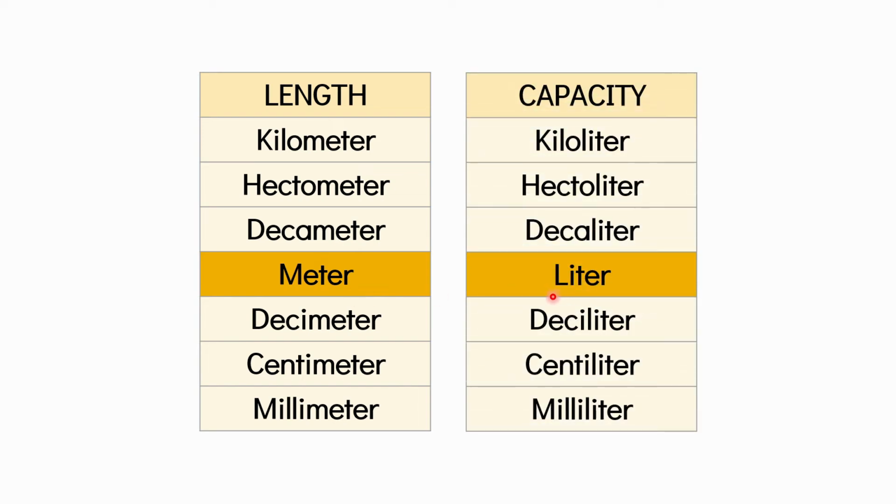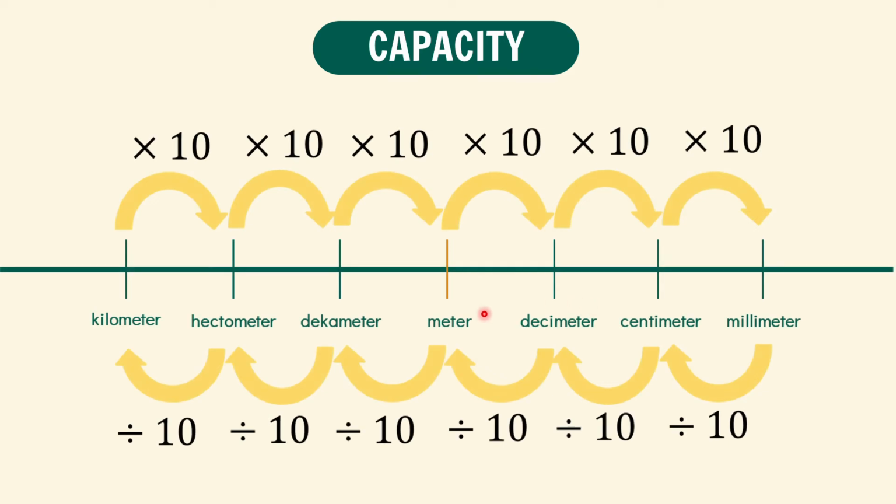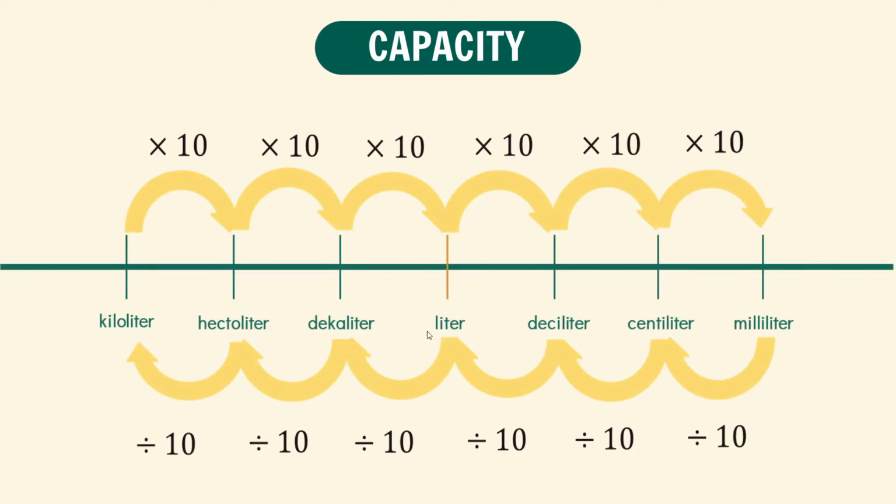But in capacity, we change the base unit to liter. But did you know that liter is not a SI unit? But it is considered as the accepted unit to use with SI unit and one of the commonly used metric unit aside from milliliter. With that, what we do in converting unit of measurement for length is the same as converting unit of measurement for capacity, and we just change the base unit of meter to liter.